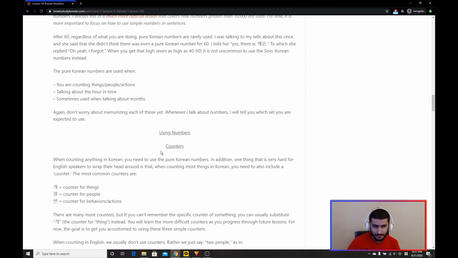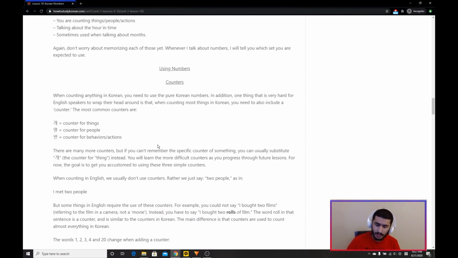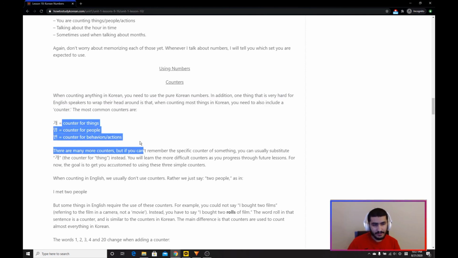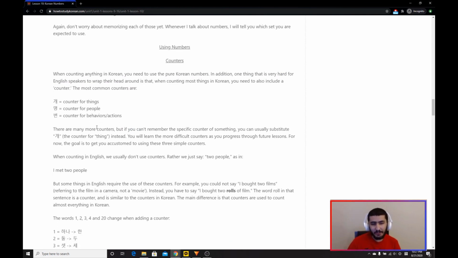Using numbers, counters. All right, I talked about counters. What are counters? Not everyone here is familiar with Japanese. They might not know what I'm talking about. All right, when counting anything in Korean, you need to use the pure Korean numbers. In addition, one thing that is very hard for English speakers to wrap their heads around, when counting most things in Korean, you need to also include a counter. The most common counters are 개, 명, and 번. There are more counters, but if you can't remember specific ones, you can substitute 개.